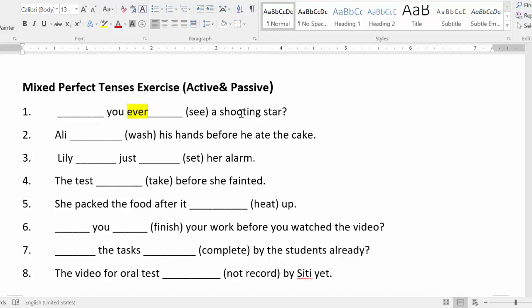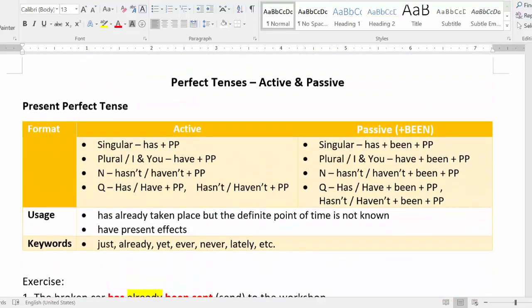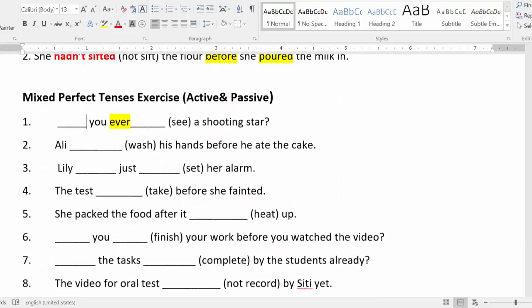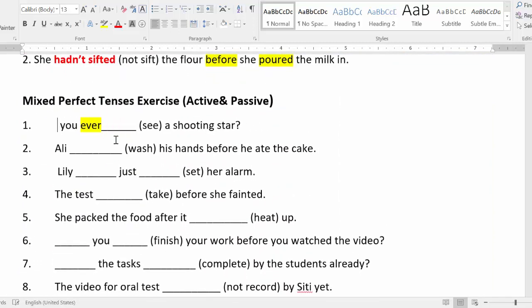So your answer, let's see. Have you ever see a shooting star? You is a person, shooting star is something. So this person can do this action, to look at this thing, so it should be active voice, right? So your answer is present perfect tense. Go back to the format. Present perfect tense has plus pp. You, so we should choose have plus pp. So your answer should be have you ever, pp for see, is it saw? Seen, should be seen. Be careful here. So have you ever seen a shooting star? This is present perfect tense.